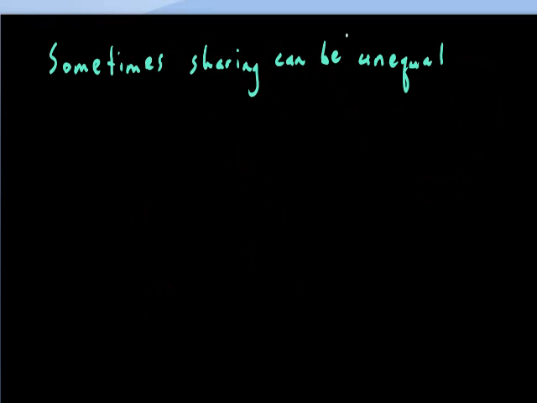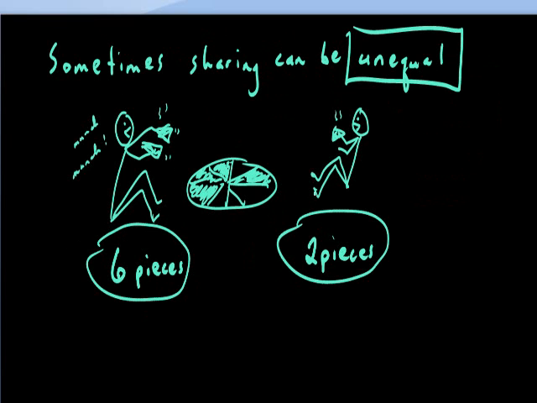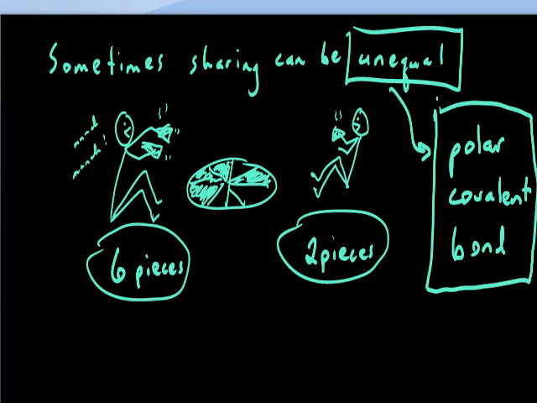Sometimes the sharing can be unequal. Similar again to sharing a pizza, you split it, but one person eats 6 pieces when the other only eats 2 pieces. This would be an unequal sharing. When the sharing of electrons between atoms in a bond is unequal, we'd say the bond is identified as being a polar covalent bond.